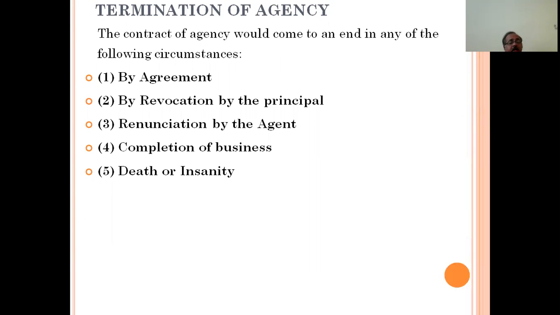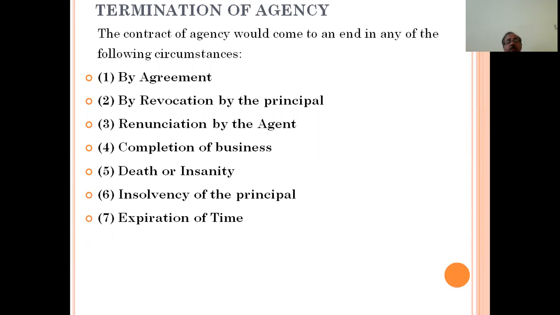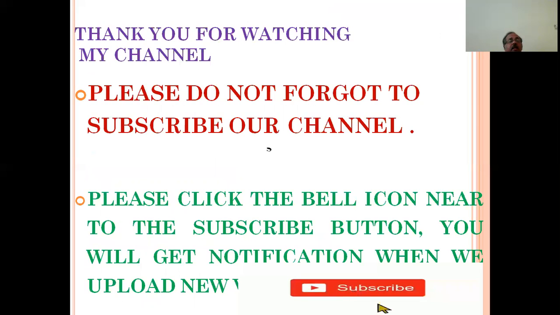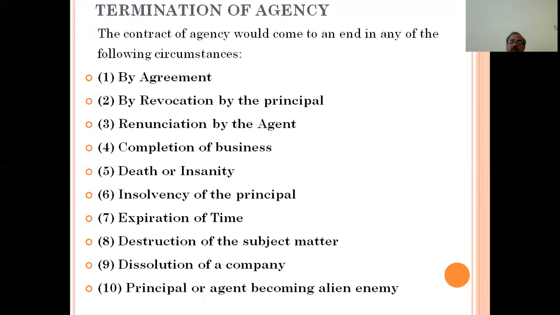Fifth one is death or insanity. Then sixth one, insolvency of the principal. Seventh one is expiration of time. Then eighth one, destruction of the subject matter. Ninth one is dissolution of company. 10th one, principal or agent becomes alien enemy. So these are the circumstances in which we can say the contract of agency is terminated.